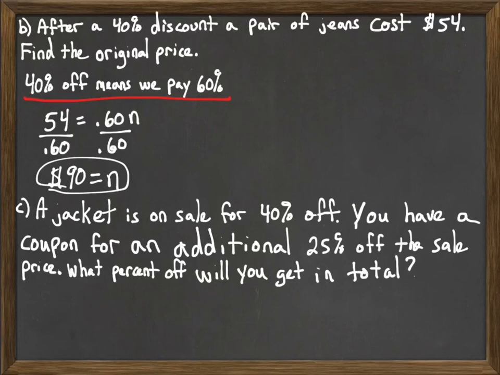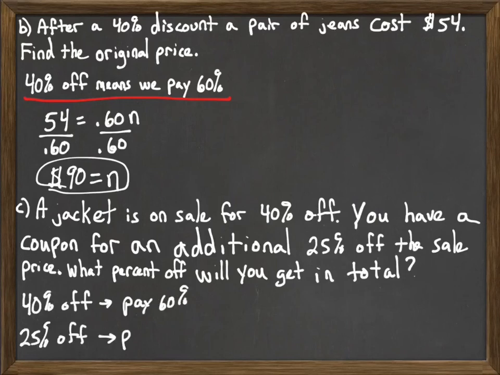Now you could do this as two steps with discounts. You could figure out 40% off and then take that away from the total. But we actually don't even know what the price of the jacket is. So here's how we're going to approach the problem. We realize that 40% off means we pay 60%, and 25% off means we pay 75%. So instead of doing the discount and subtracting it, 40% off just means we multiply by 0.6, and 25% off means we multiply by 0.75.